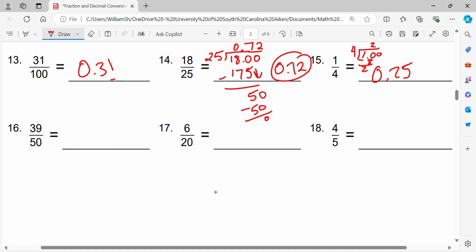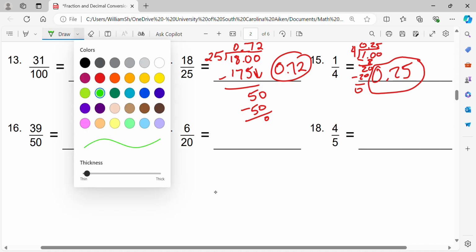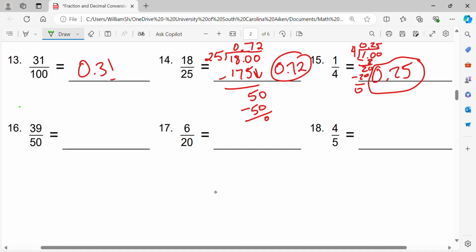You add another 0, bring it down. 4 goes into 20 5 times, which causes your remainder to 0 out. And just like I said initially, a quarter is the same thing as 0.25. That's just simple money terms there. Gotta have that money, dude.